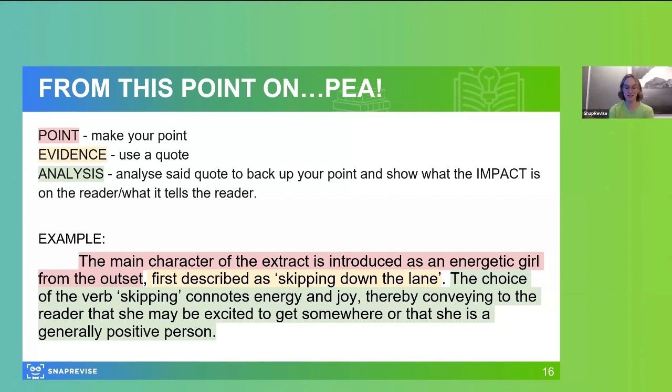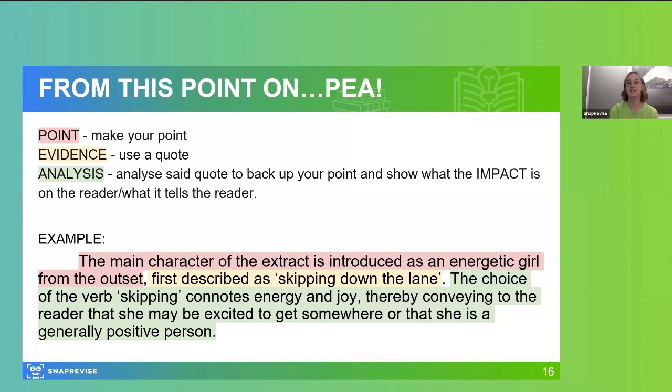So this is just an example I wrote, 2 sentences rather. So I make my point. I say that the main character of the extract is introduced as an energetic girl from the outset. Brilliant. That signals to the examiner exactly what I'm going to be talking about. I then use a quote to support that. I say that she is first described as skipping down the lane.